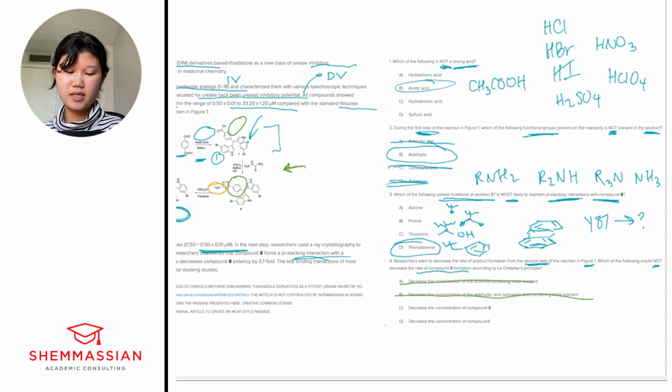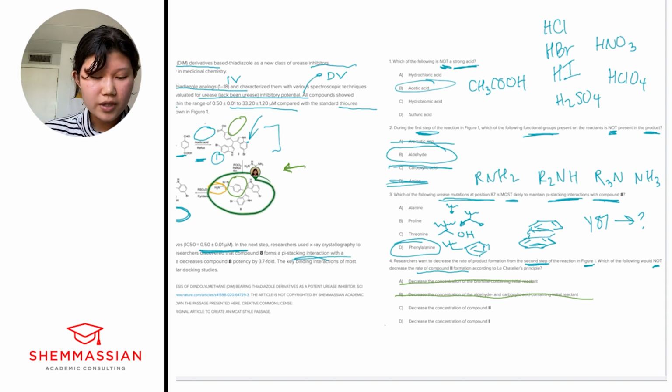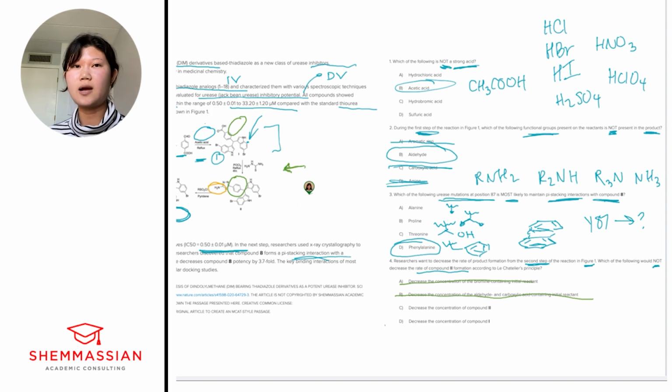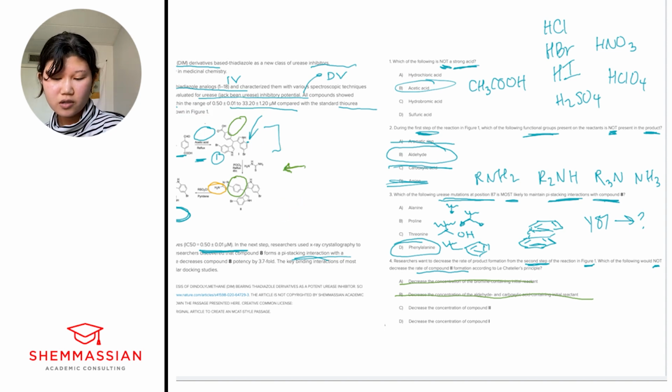So what about C? What if we decrease the concentration of compound 2? Here, if we decrease the concentration of that, this is the stress that we're putting on our system. And so the system will make more of this and shift to the right to reestablish those concentrations. So it looks like C is a contender for the right answer, because it will not decrease the rate of compound 2 formation, it will increase it.